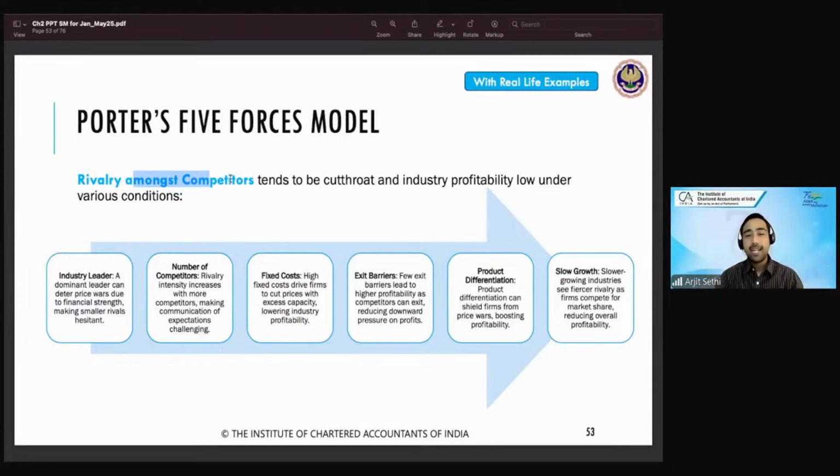Okay, then exit barriers. Again, if exiting is a problem, the competition will be high because कोई exit ही नहीं करेगा. If exiting from the industry is tough, then nobody would exit. And if nobody would exit, they will keep competing. If they will keep competing, the competition will be high. If the competition will be high, the amount of money you make will be very low forever.